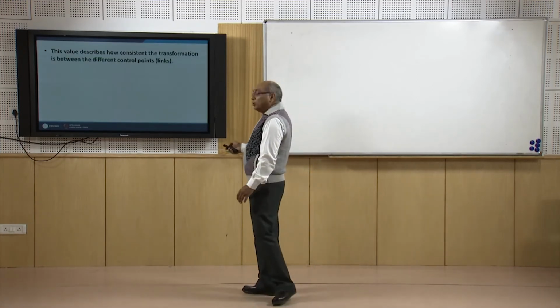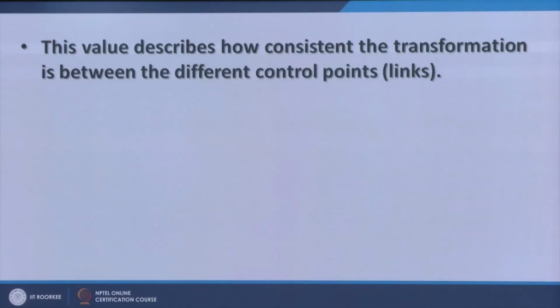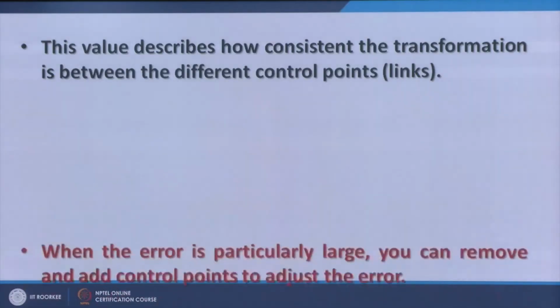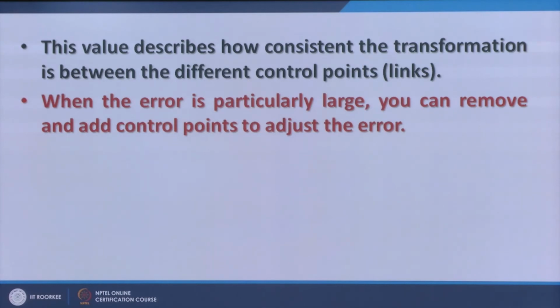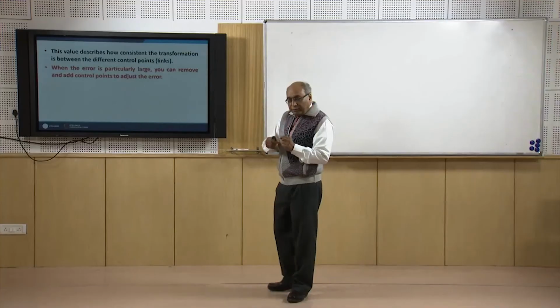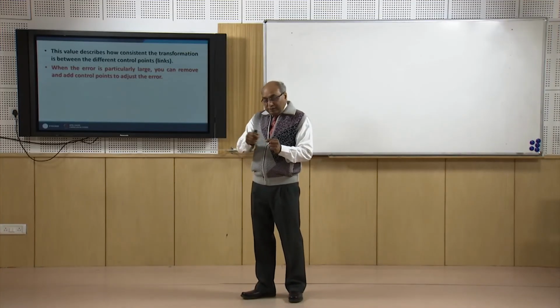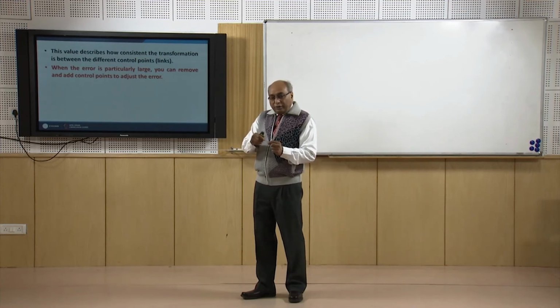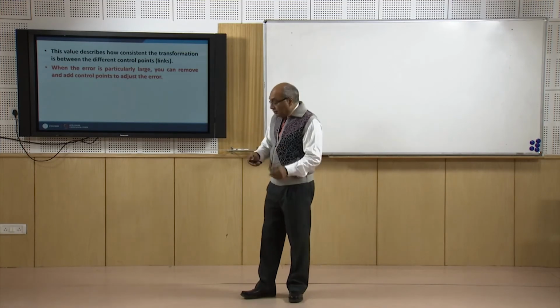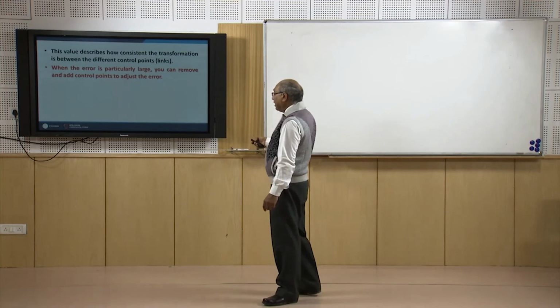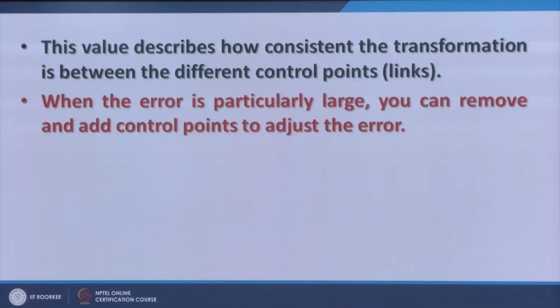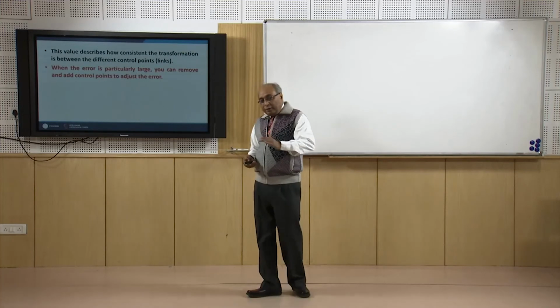So this error value describes how consistent the transformation is between different control points. Also in some software like ArcGIS, this difference is also called links, and in such software these links are shown with color. So if it is coming green, that means your link is good. If it is coming in red, that means that particular GCP you have wrongly collected, and therefore it is showing more error. And when the error is particularly large, you can remove or add control points to adjust the error. So it is a continuous process.